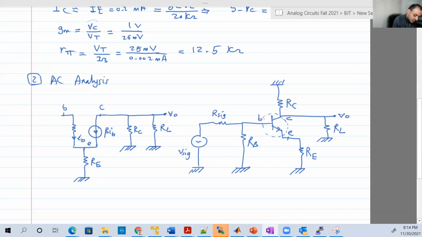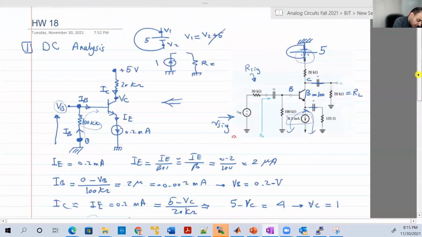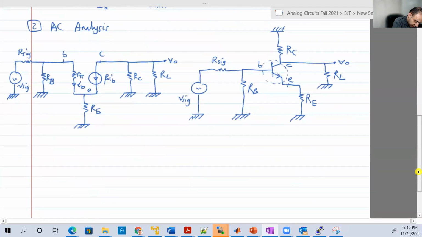Here is the base, and between the base and the ground there are also 2 branches. One is RB, and this is RB, by the way, which we already know. It's 12.5 kilo ohms. And then R signal and V signal. That's basically the circuit that we're gonna use to get all the parameters we need for the amplifier.